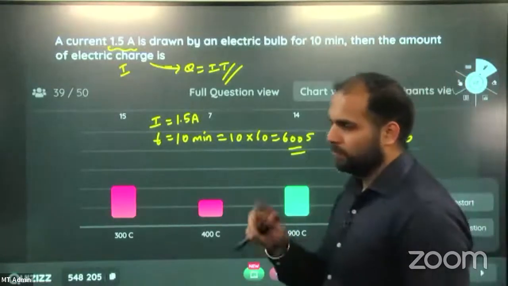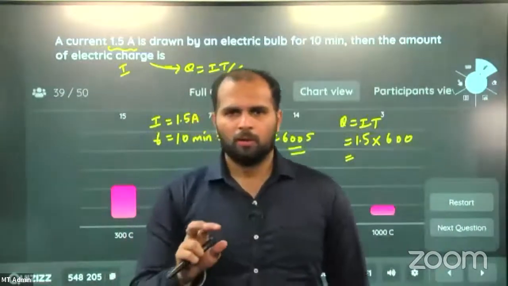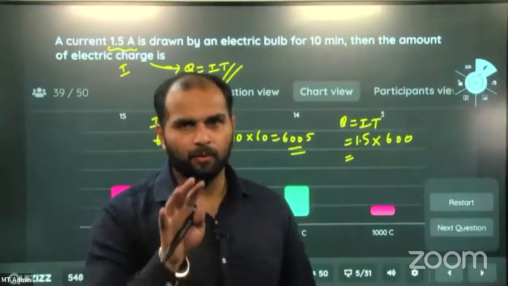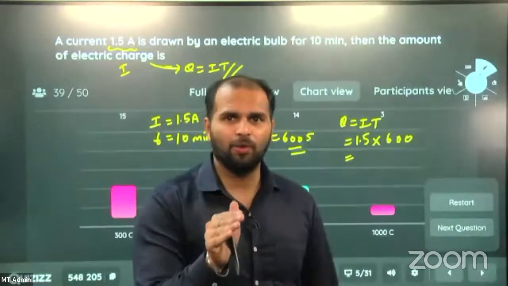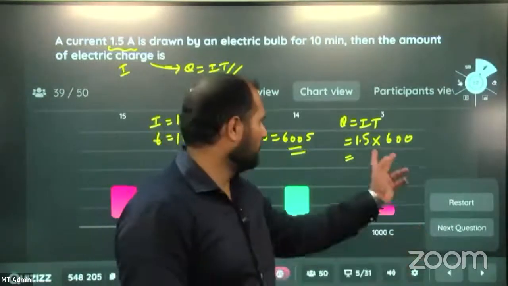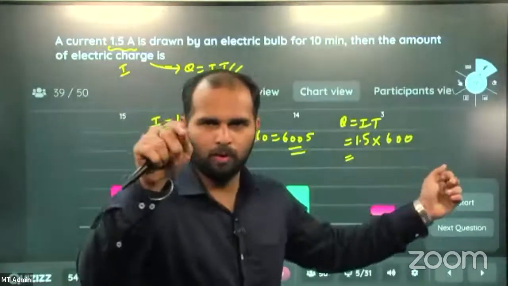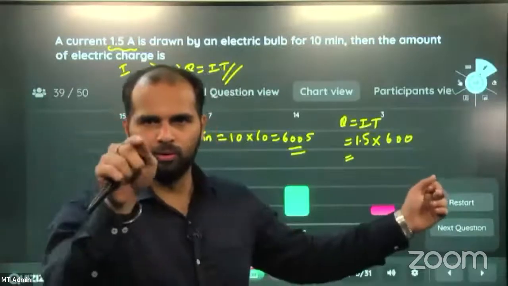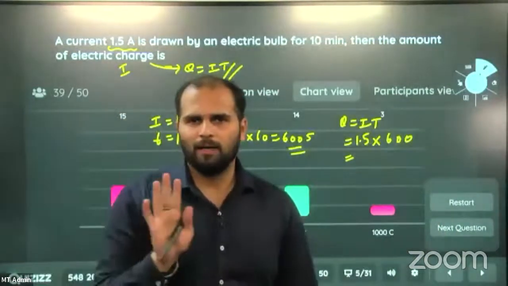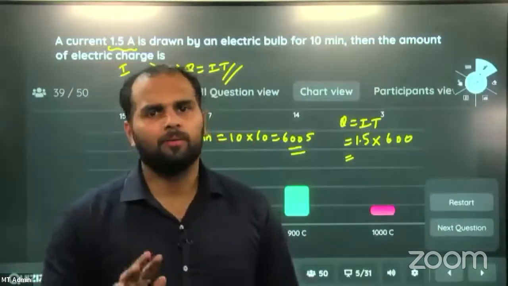Now, this is a shortcut trick which I'm giving you all. Please try to understand how we need to do the calculations in your entrance part. No one will ever multiply this, 600 into 1.5, with long multiplication. That is not the thing which we need to do.